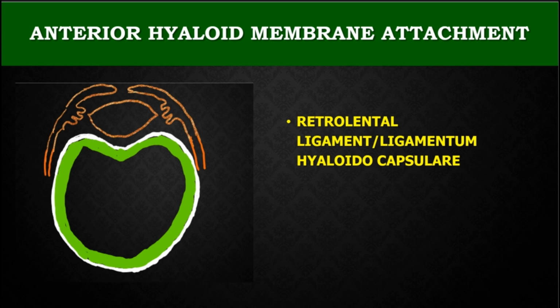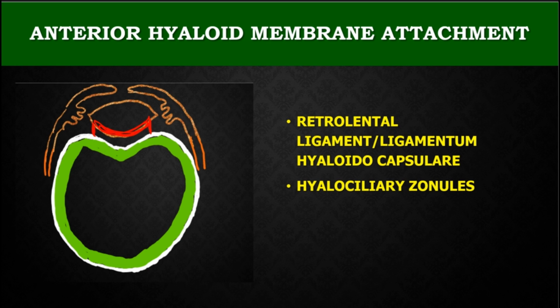Basically, what does it mean? That there is an attachment between the anterior hyaloid membrane and the posterior capsule of the lens. So this is known as the retrolental ligament or the ligamentum hyaloideocapsulare. This is also known by another name, the Weiger's ligament.